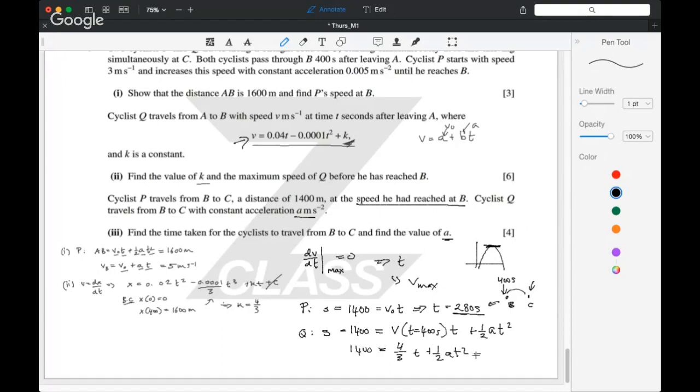And there we go. That's all we need. We know t is 280 seconds. So we get a that way. And that's all there is to it. Please let me know if you have any questions.